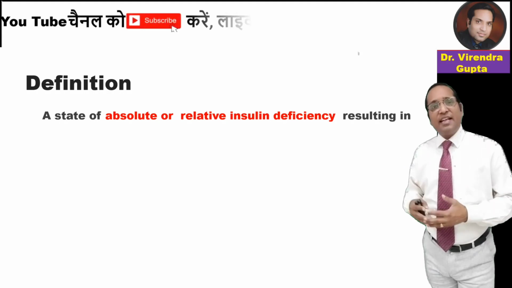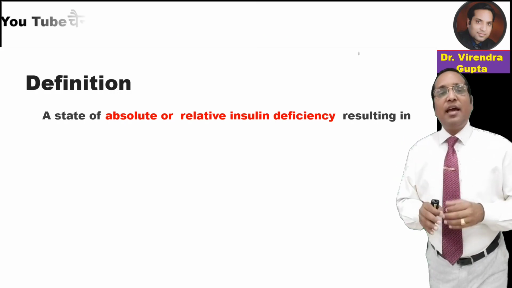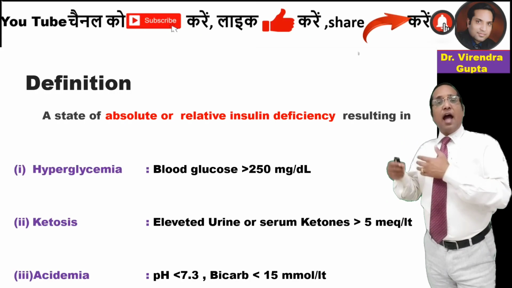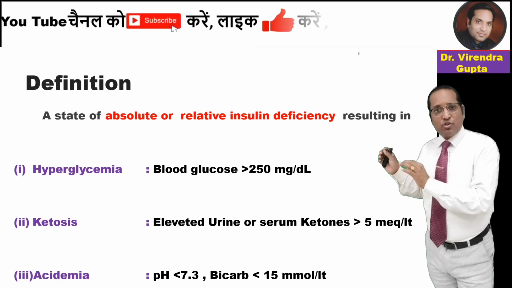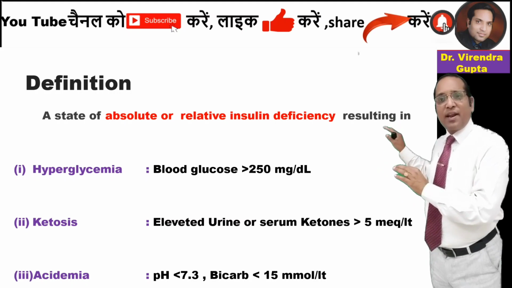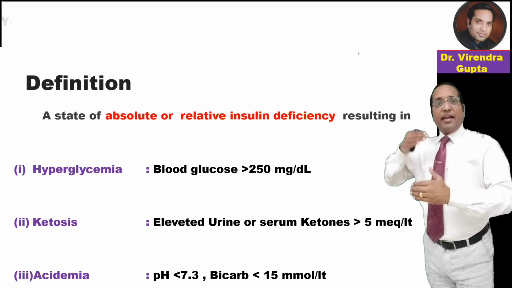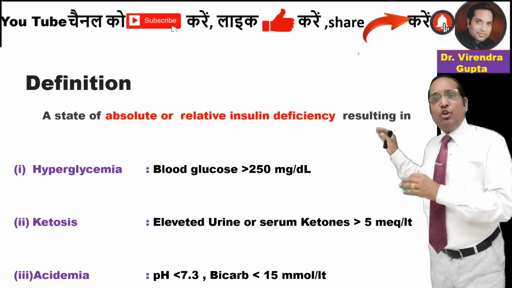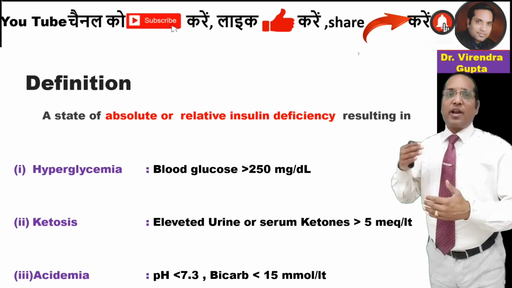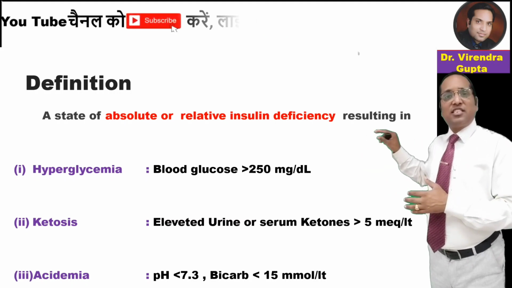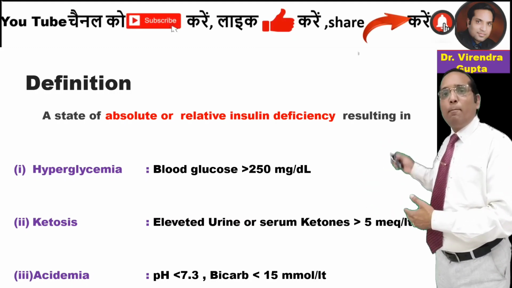So guys, it is defined as a state of absolute or relative insulin deficiency resulting in a triad of hyperglycemia, ketosis and acidemia. So guys, in DKA, hyperglycemia means blood glucose level is more than 250 mg per deciliter, ketosis means elevated urine or serum ketone level is more than 5 milliequivalent per liter, and acidosis or acidemia means pH is less than 7.3 or bicarbonate level is less than 15 millimole per liter.